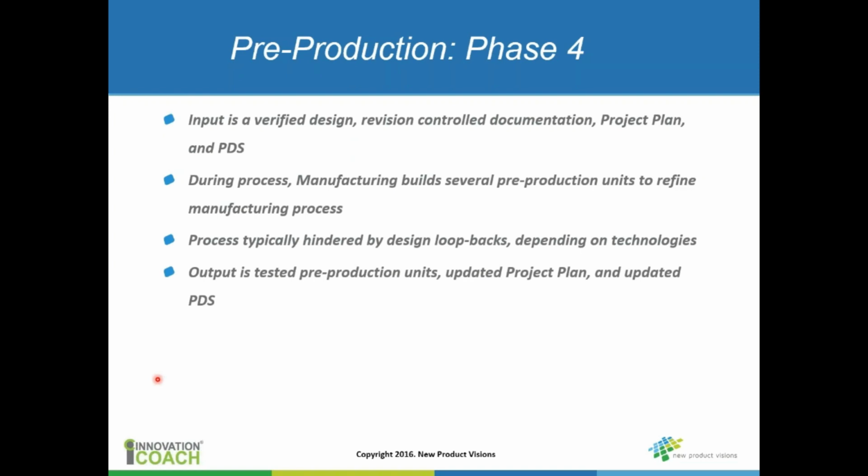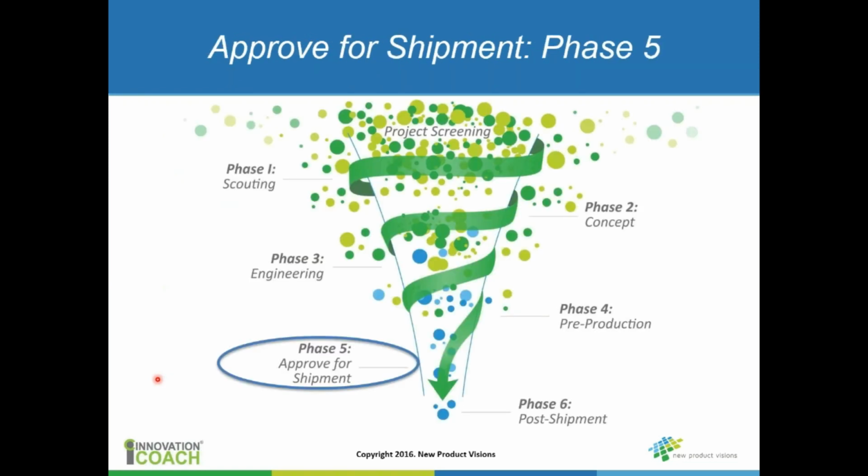The output of this phase is the tested pre-production units, manufacturing units, again, an updated project plan and updated product design spec, and then of course the product committee is going to approve going from phase 4 to the next phase. And that's phase 5. This is what I call an approved for shipment phase.